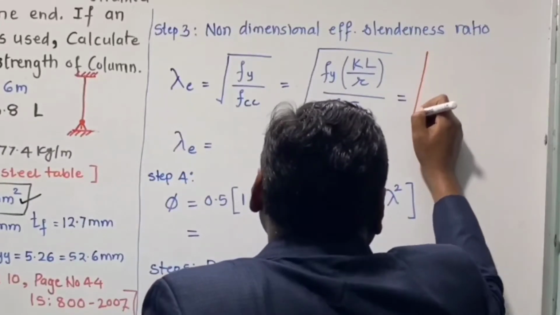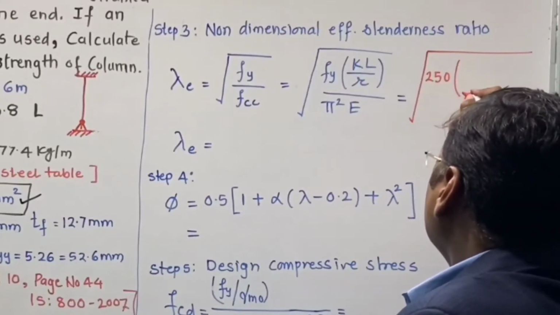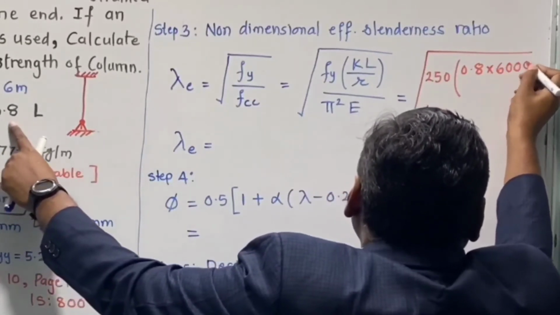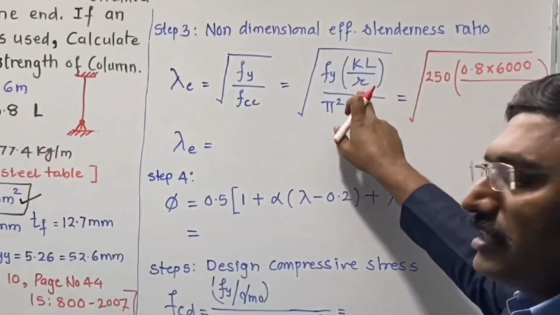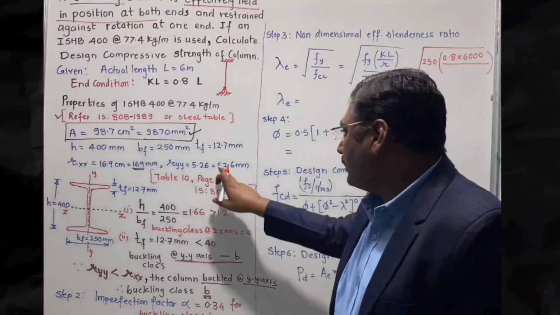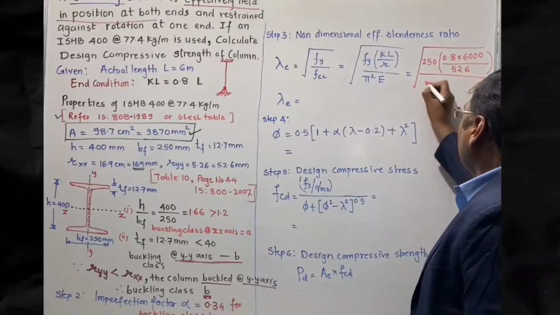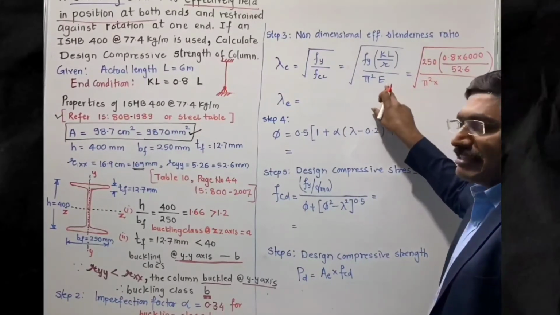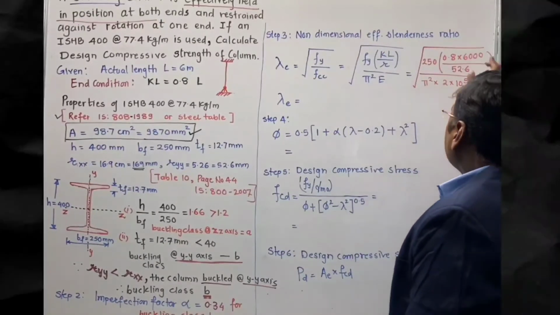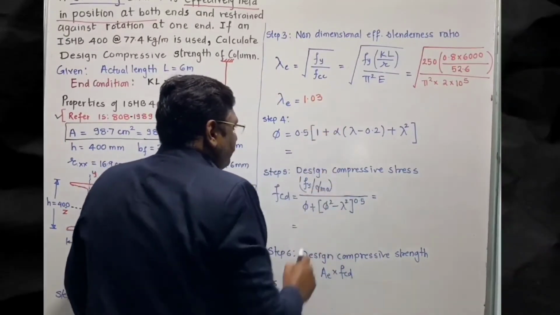Lambda E is equal to, we know that Fy is 250, into the value of KL, which is 0.8 into length 6000, divided by R, the R minimum, because our column is going to buckle about the YY axis. So RYY will be here, that is 52.6, upon pi square. The value of Young's modulus for steel is 2 into 10 raised to the power 5. Solving this equation, we get the value of lambda is 1.03.